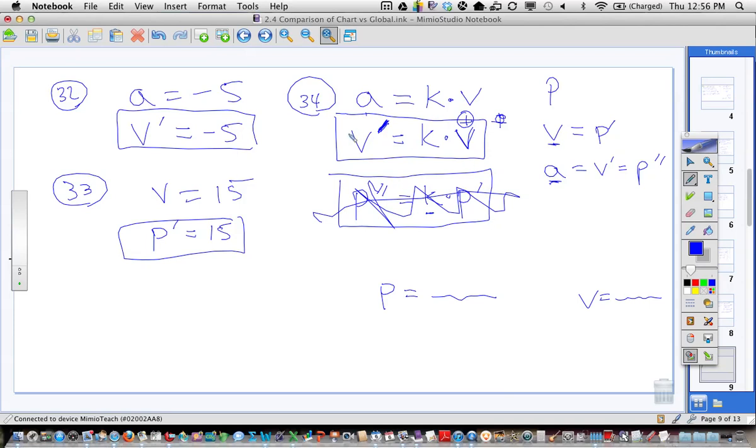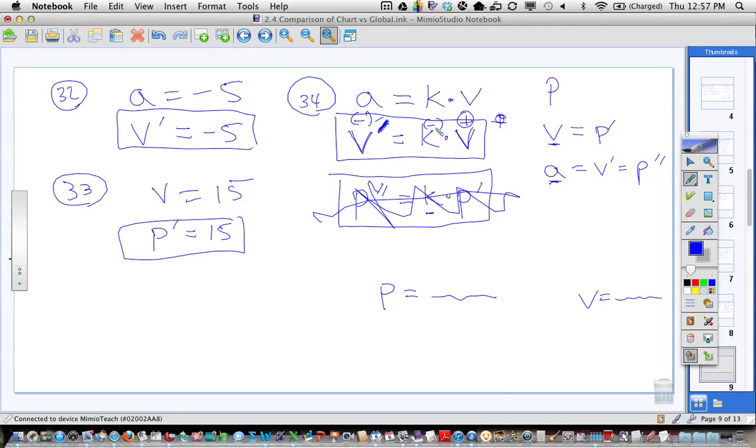right? What's v prime? As this is slowing down, what's that mean? Is its velocity increasing or decreasing? Decreasing. So if v is decreasing, right? Since it's slowing down, its velocity is decreasing. What's v prime? Negative. So since v prime's negative, and we know v is positive, what's k got to be? K's got to be negative.